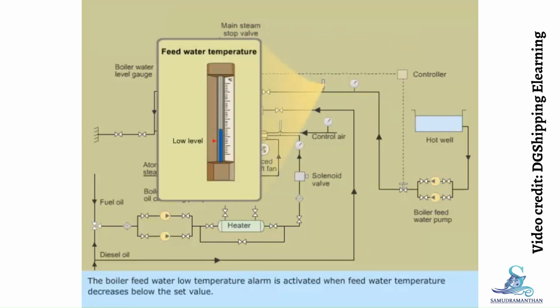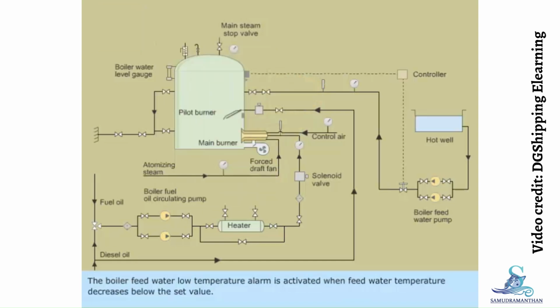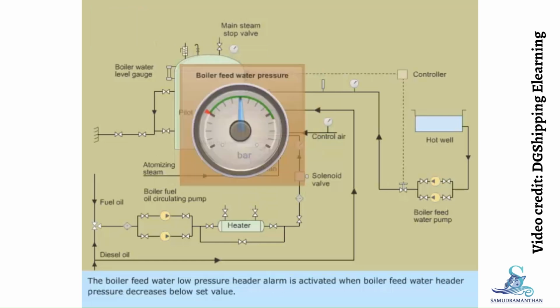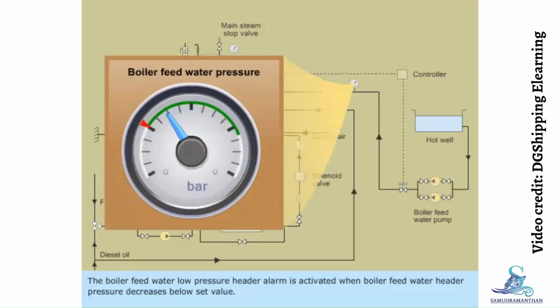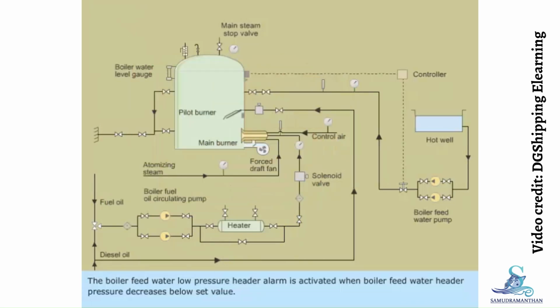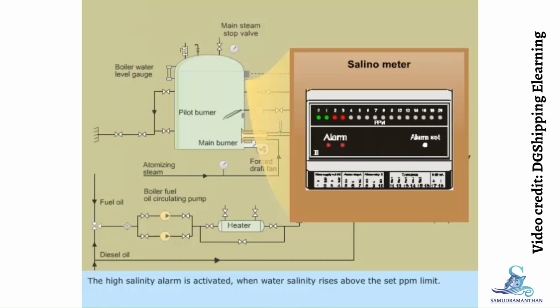The boiler feed water low temperature alarm is activated when feed water temperature decreases below the set value. The boiler feed water low pressure header alarm is activated when boiler feed water header pressure decreases below set value. The high salinity alarm is activated when water salinity rises above the set ppm limit.